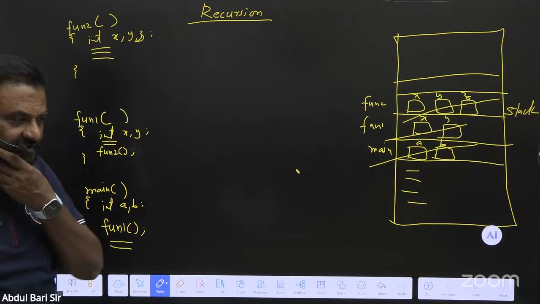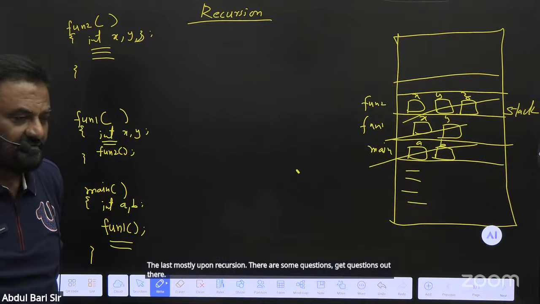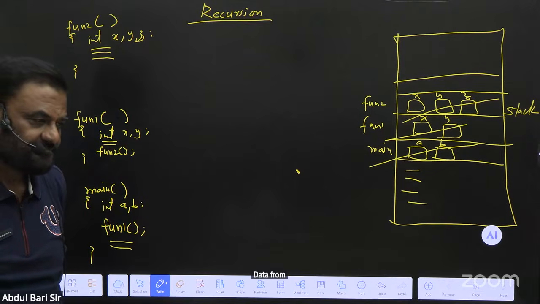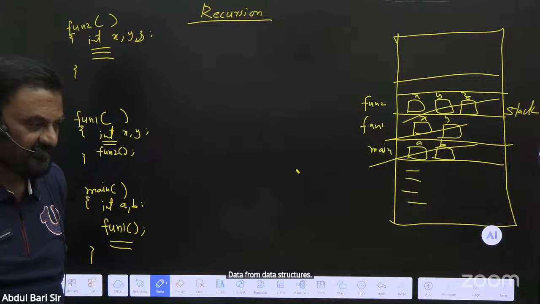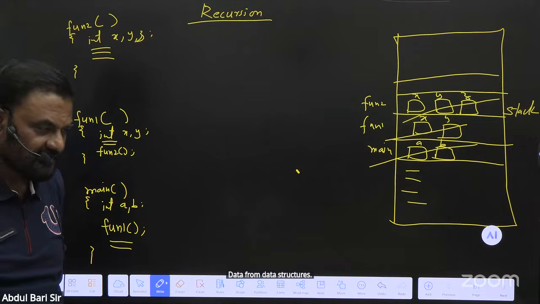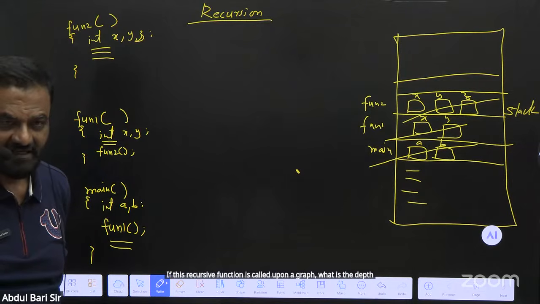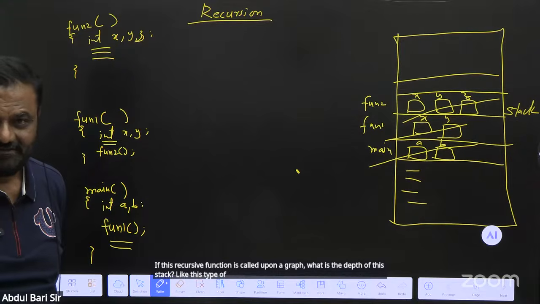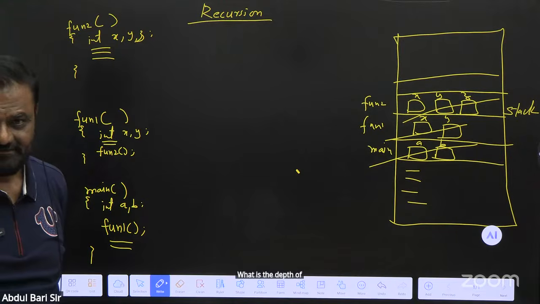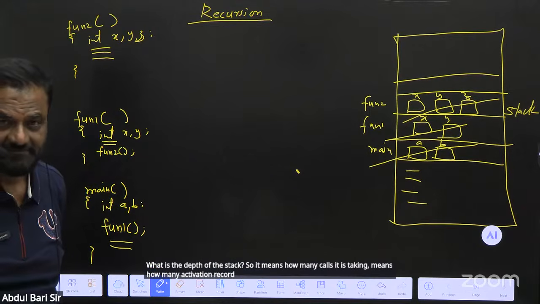They'll ask mostly upon recursion. There are some GATE questions that are from data structures. If this recursive function is called upon a graph, what is the depth of this stack? This type of question is there. What is the depth of this stack? It means how many calls it is taking, meaning how many activation records are created.